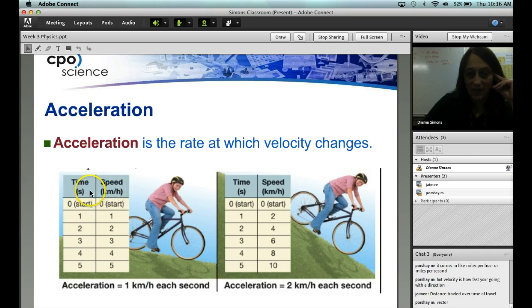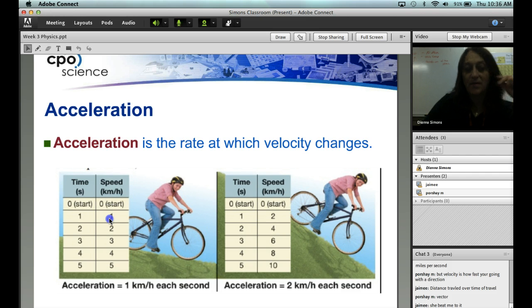So anyway, let's go back here. If we start at time 1 second, your speed is 1 kilometer per hour, then it's 1/1. So if you look at this, 1/1, remember acceleration is velocity divided by time, we get 1 kilometer per hour. However, if we looked at it this way, if we started at 0, after 1 second we're going 2 kilometers per hour, after 2 seconds we're going 4, then our acceleration is 2 kilometers per second.